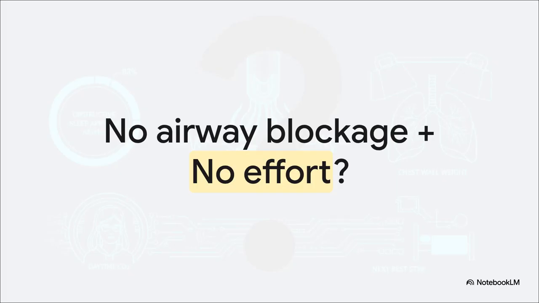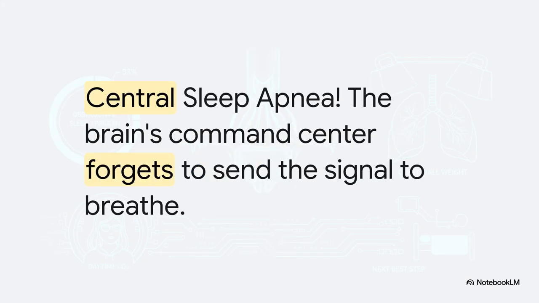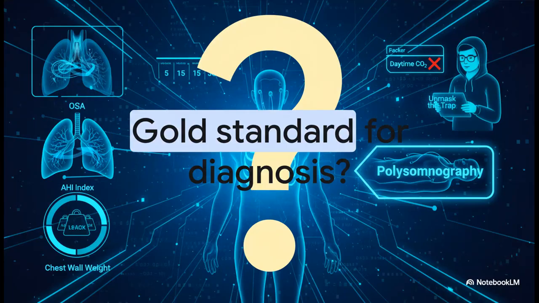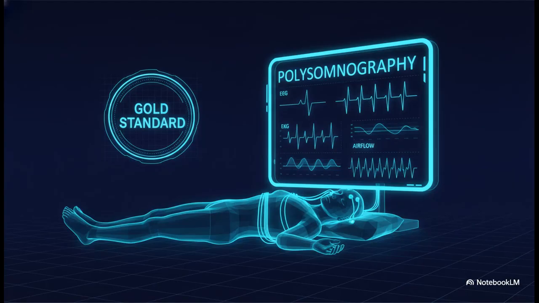Next, the polysomnography shows no blockage and, more importantly, absolutely no respiratory effort. The brain just isn't sending the signal. Yep, that's central sleep apnea. The command center is basically offline. How do we definitively diagnose these conditions? How do we get that all-important AHI number? With a polysomnography, the official sleep study. It is the gold standard, no question.